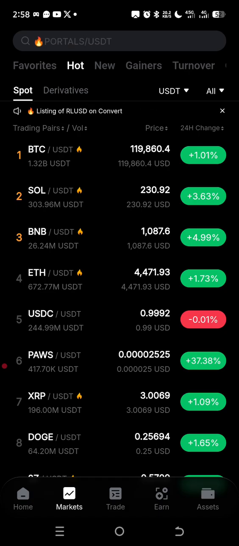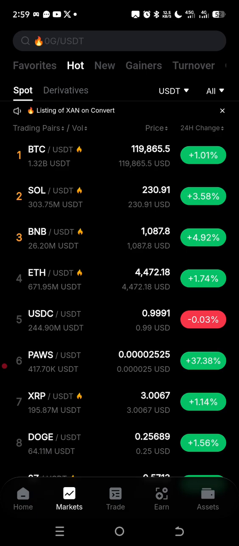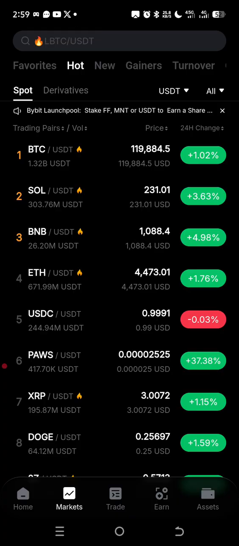All right, this is Bybit. Let's assume we want to buy. The first type of trade you can do here is buying and selling. But the most common thing people buy on these centralized exchanges is USDT or USDC, stable coins.